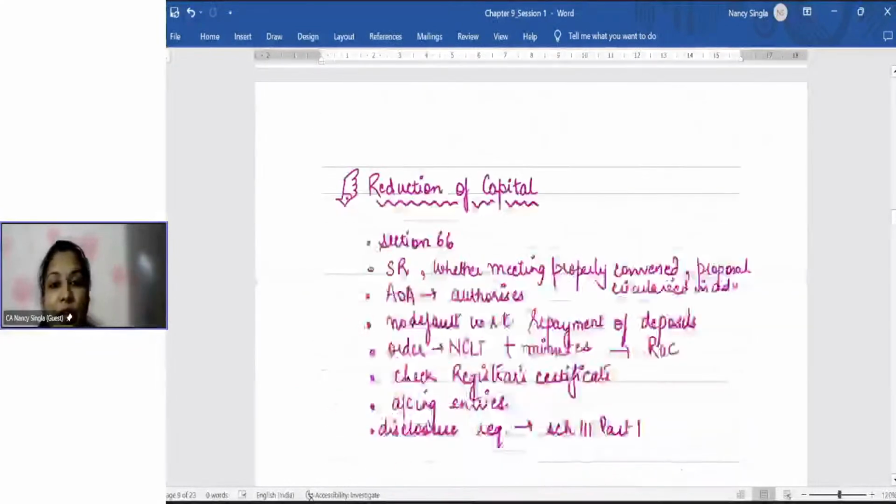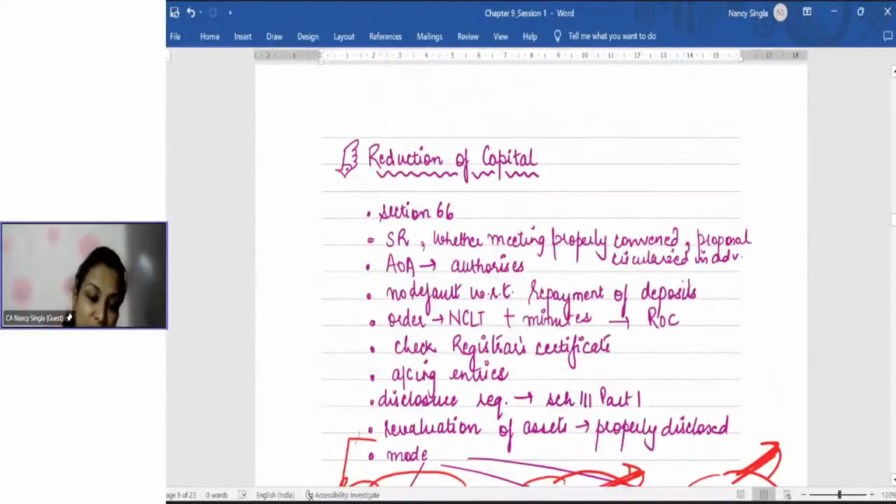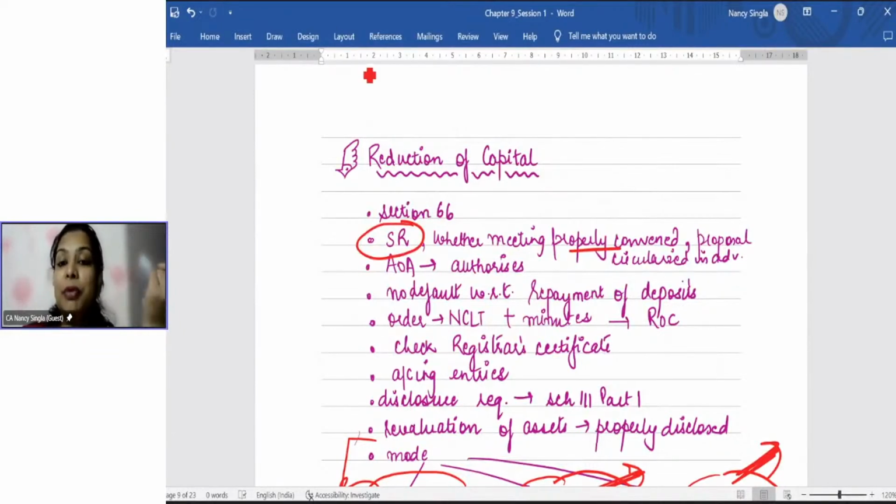Let us have a look at reduction of capital, section 66. So a special resolution, see the company is reducing the capital, ordinary resolution पास नहीं होगा, special resolution, and whether the meeting is properly convened and the proposal was circularized in advance. In advance, the members were informed about such proposal. The articles of association should authorize the company for reduction of capital.